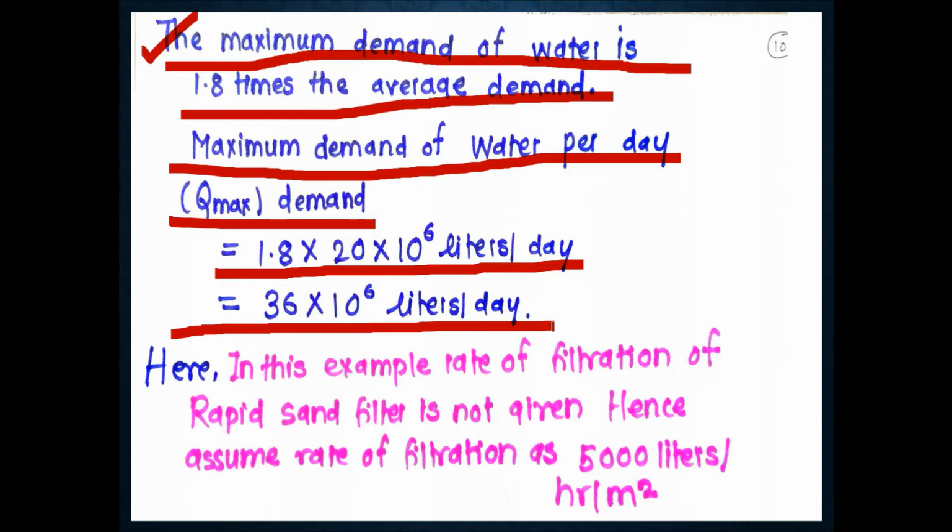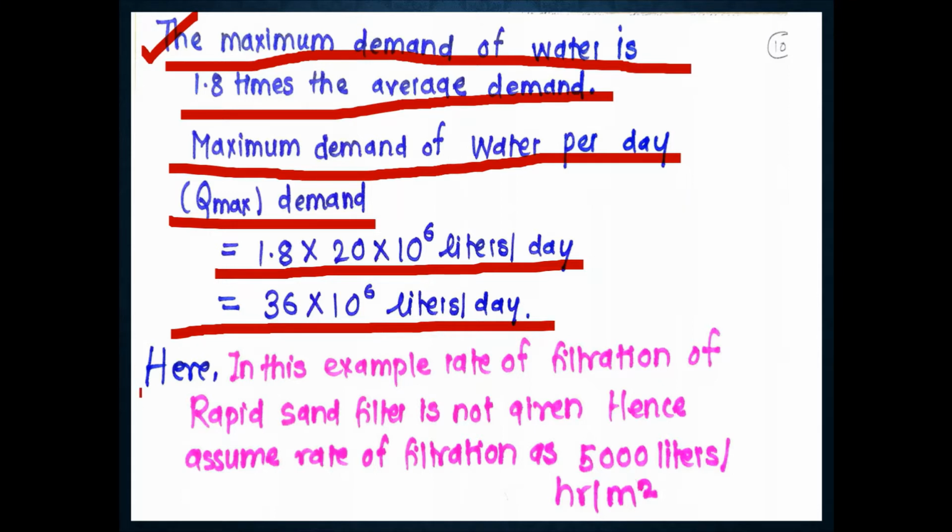This much quantity of water is coming at the unit of your rapid sand filter which we have to design. First we have to calculate this very important step in designing any unit of a water treatment plant. And 36 into 10 raised to 6 liters per day, or you may call it 36 million liters per day.